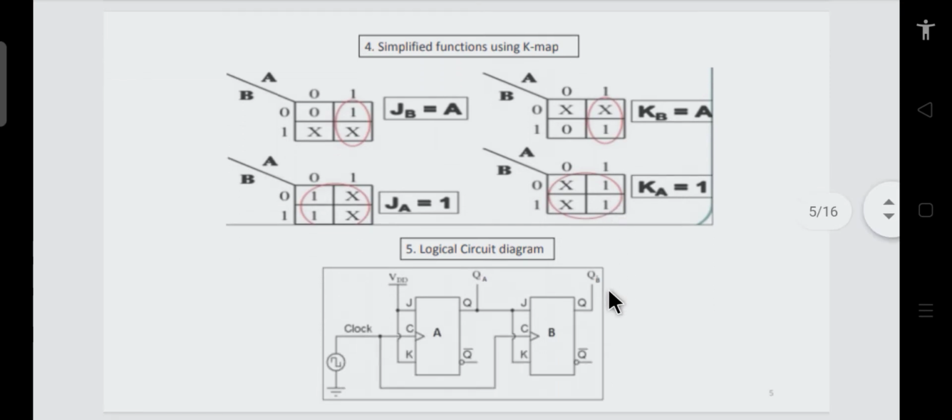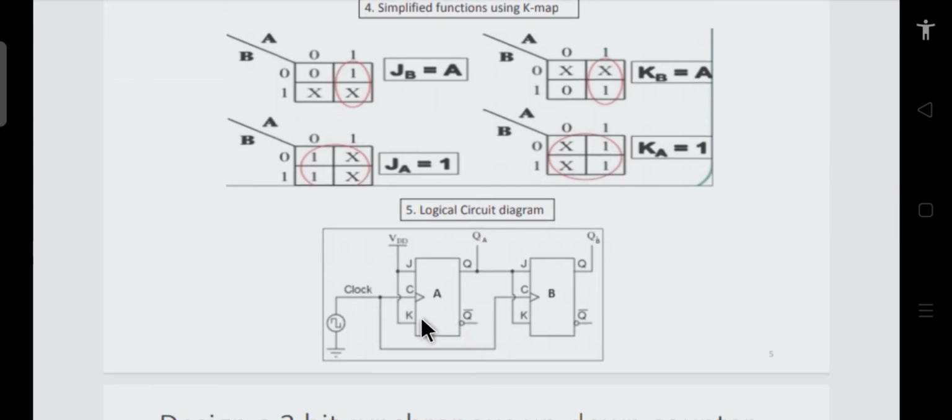Considering this, if I draw the circuit diagram, the logic diagram for a 2-bit synchronous up counter will look something like this. This is your clock pulse. It is a positive edge trigger because we are not using any bubble here, and you can see the triangle, so it is an edge trigger. This is our JK flip-flop A, the LSB flip-flop, and this is our MSB flip-flop. The clock pulse is connected simultaneously to both flip-flops. You see this clock pulse is going to flip-flop A, and the same clock pulse is coming to flip-flop B also. That is why it is a synchronous counter.